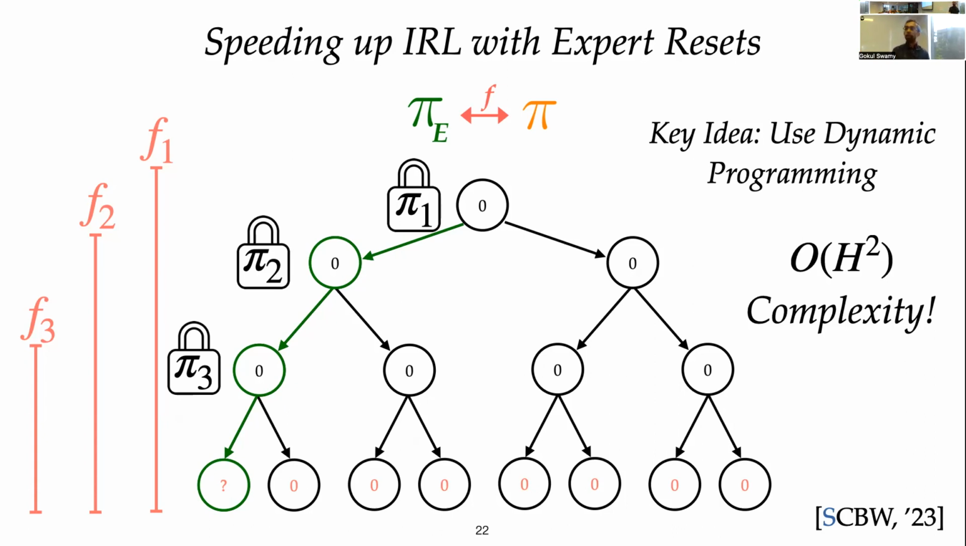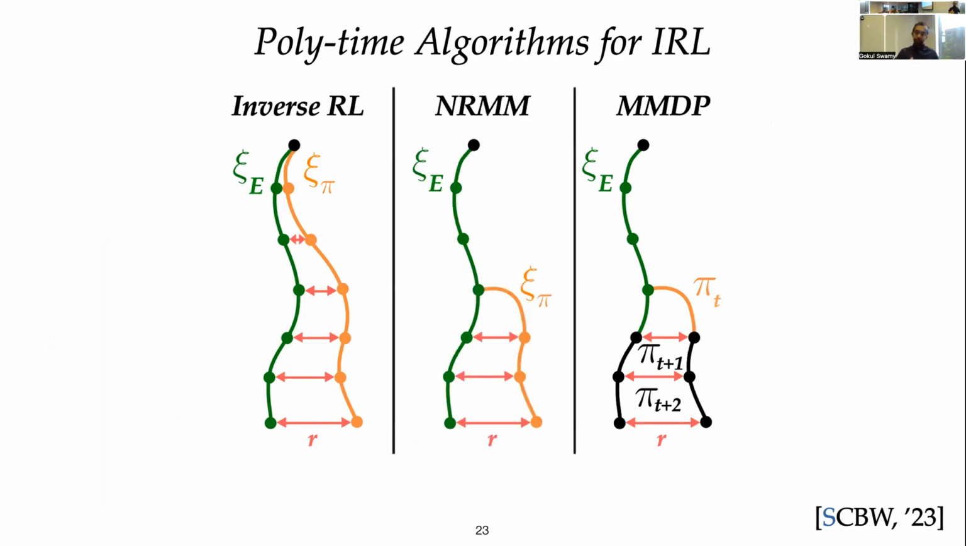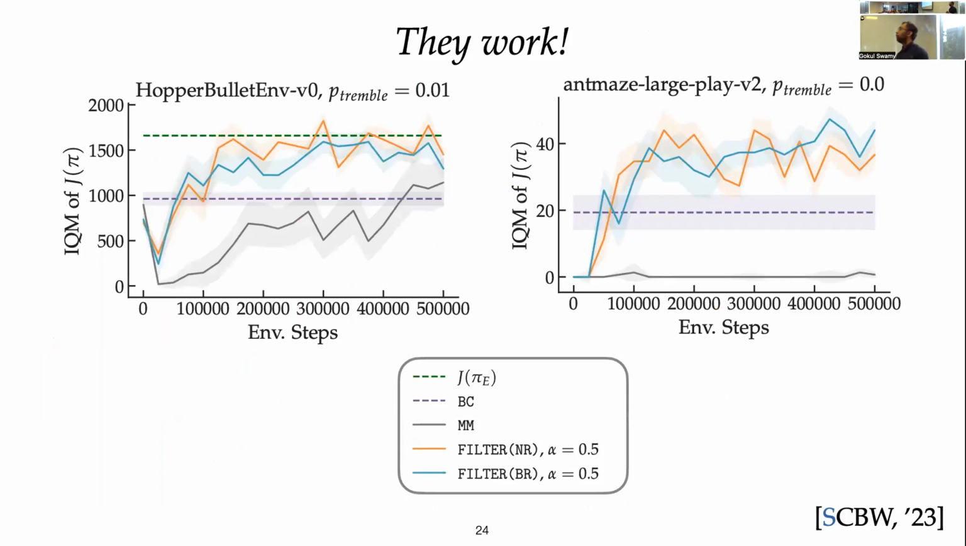So the main contribution of this work was basically the first general polynomial interaction complexity algorithms for inverse reinforcement learning. The algorithm I just described, we call MMDP, or moment matching by dynamic programming. There's also a version of this that doesn't learn a sequence of policies and learns a single stationary policy, basically by resetting the learner to a random time step in the expert demonstrations. The intuition is a little bit less clear though, so I wanted to present MMDP. And it turns out they work, at least on some MuJoCo problems.